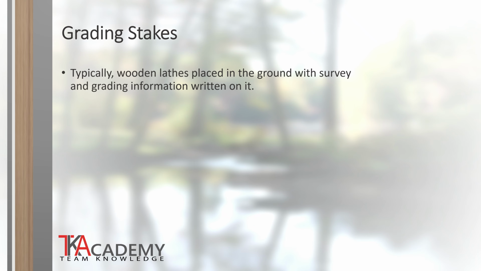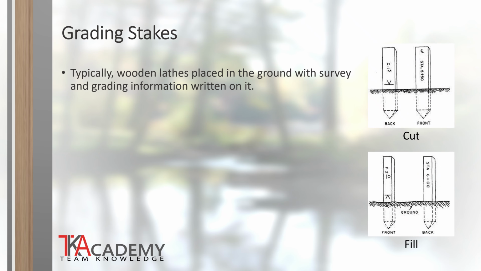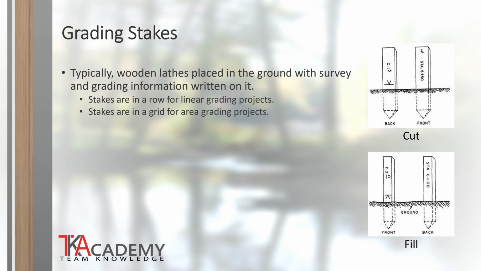Once the grading design has been developed and worked out on paper, there must be a way of conveying that information to the equipment operators in the field. This is done with grading stakes. Typically, grading stakes are wooden laths placed in the ground with survey and grading information written on it. They will convey to the equipment operator the amount of cut or fill that needs to be done at that point. On linear projects, such as roads, grading stakes are placed in a linear fashion. For an area grading project, stakes are placed in a grid across the site.